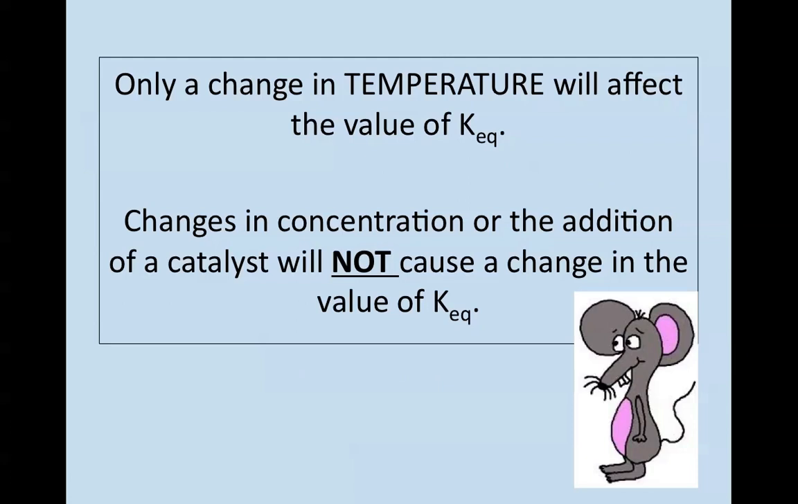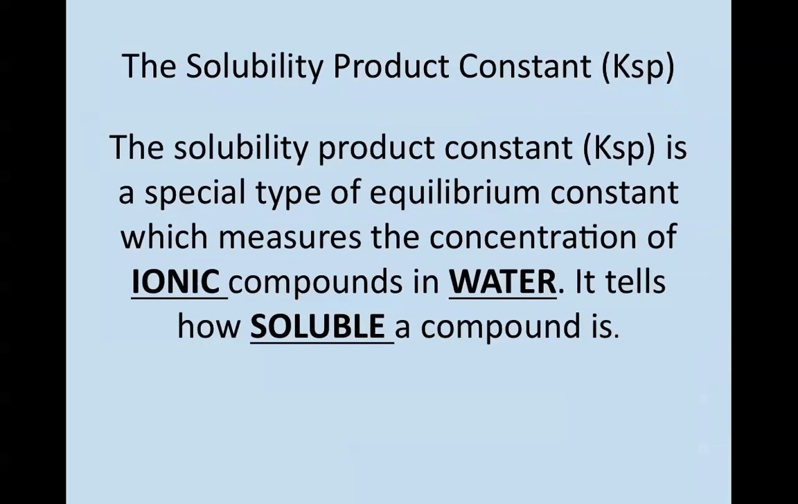Now we have a little visitor to help us go over this little piece of information. Only a change in temperature will affect the value of the equilibrium constant. Changes in concentration or the addition of catalyst will not cause a change in the value of the equilibrium constant. Alright, so again, temperature is the only thing that can affect this. Catalysts or changing the concentration will not change the actual value of the equilibrium constant.